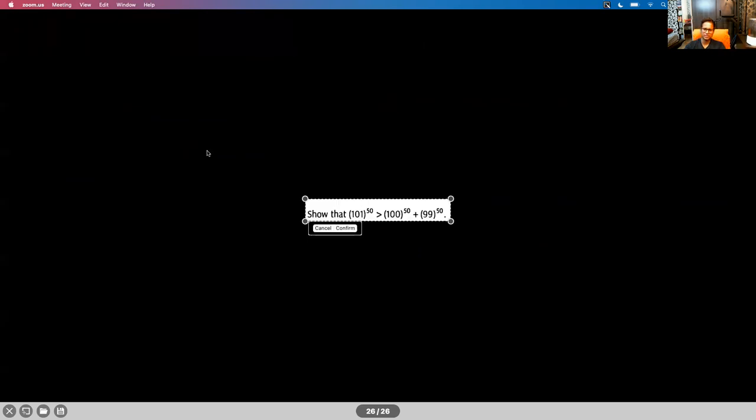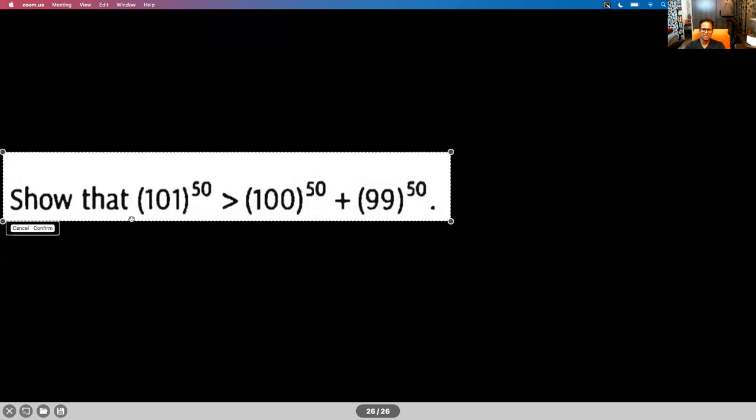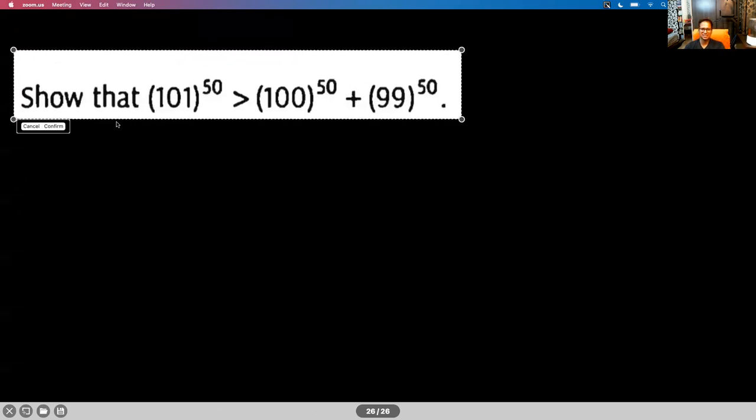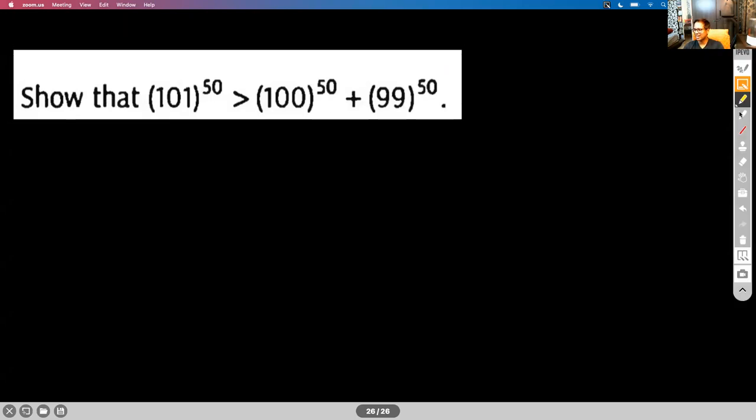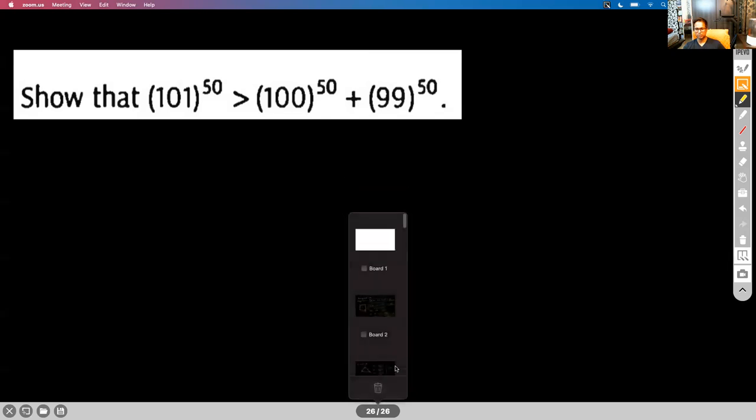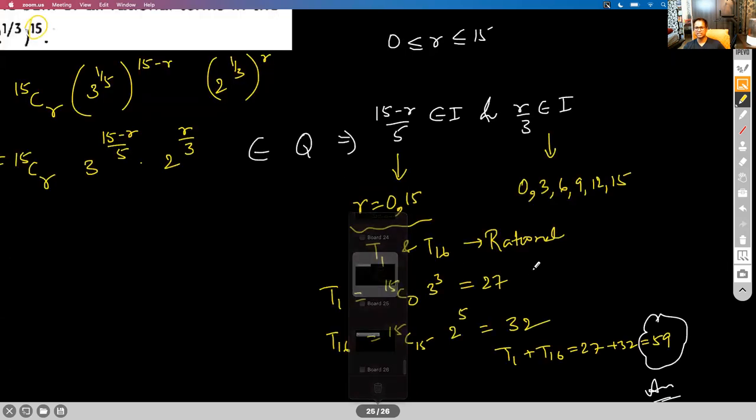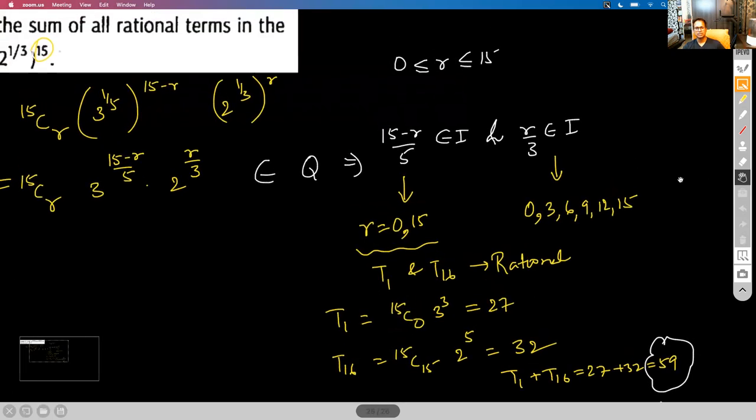Okay, let's take this question. Just a very interesting fact. It has been stated that 101 to the power 50 will have more value than 100 to the power 50 plus 99 to the power 50. I had a doubt in the previous one. Okay, let's go to the previous one. Setu has some doubt. Yes, Setu, tell me, what is the doubt?